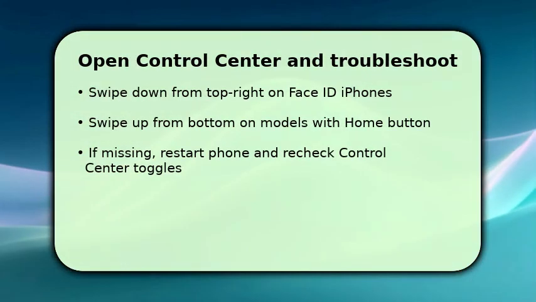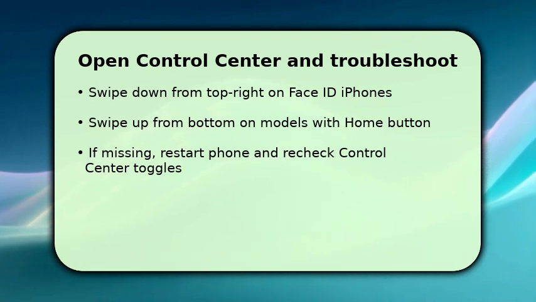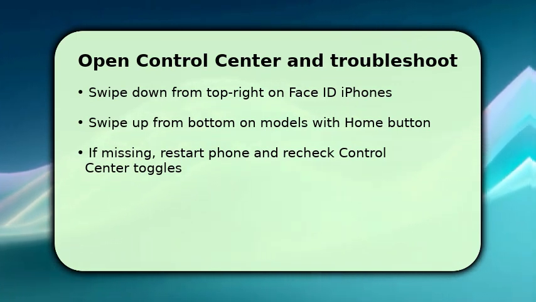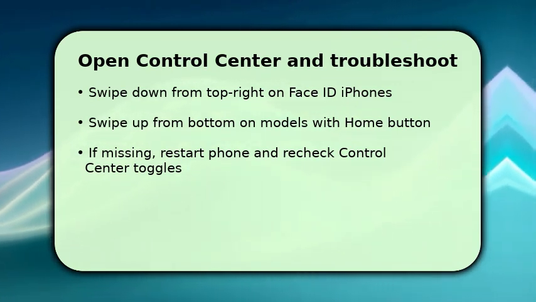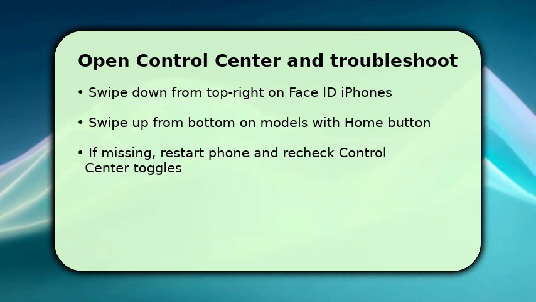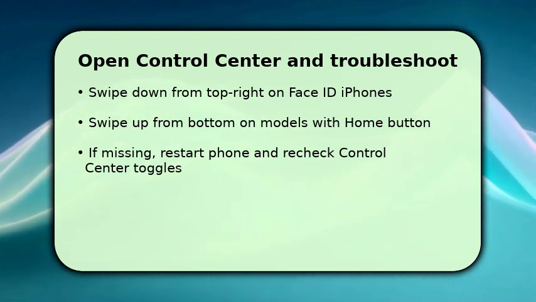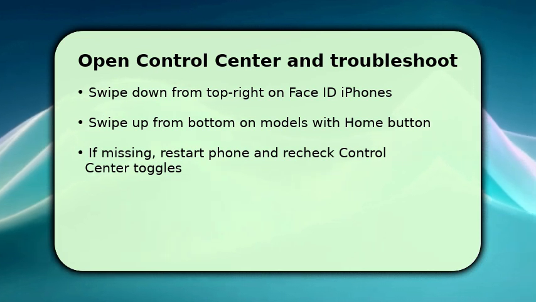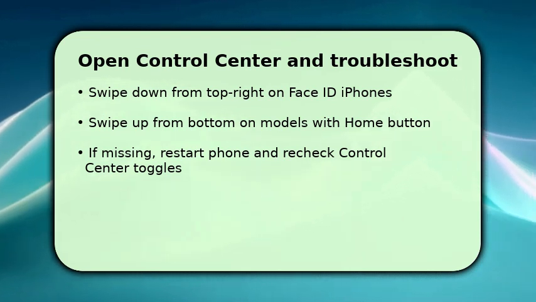Now open Control Center. On Face ID iPhones, swipe down from the top right corner. On devices with a home button, swipe up from the bottom edge. Once open, you can use brightness, volume, and your added shortcuts immediately. Make sure your swipe starts at the correct edge and is quick enough to register.